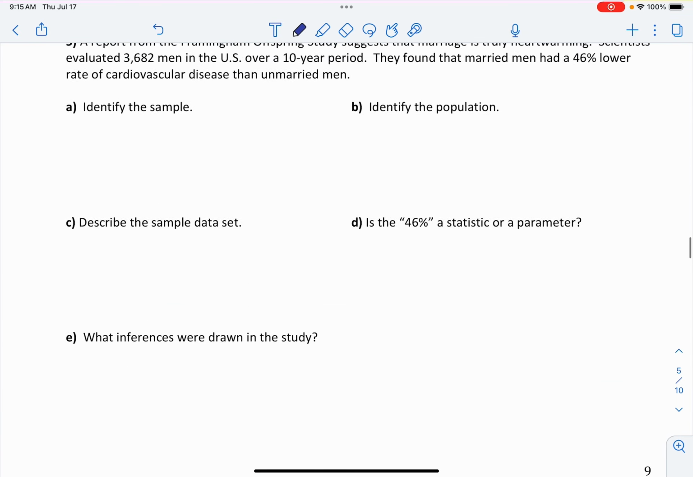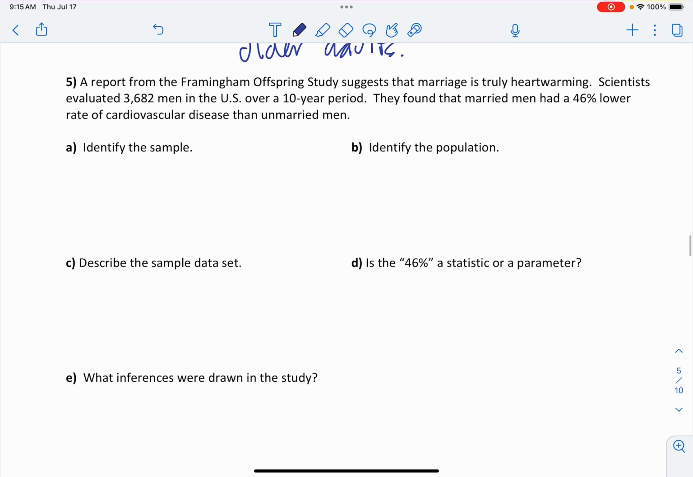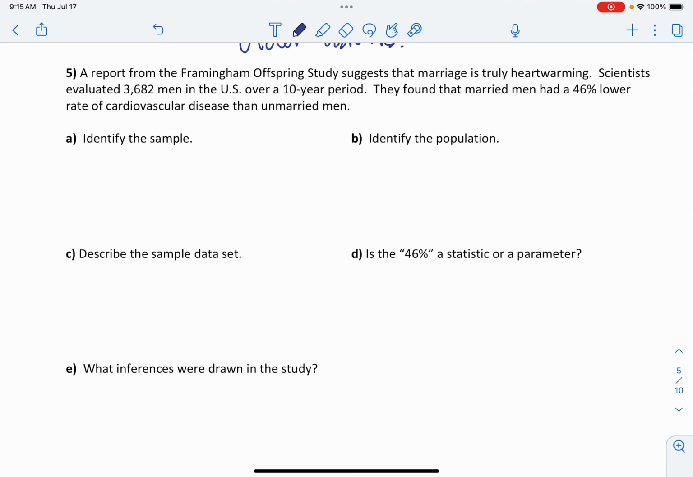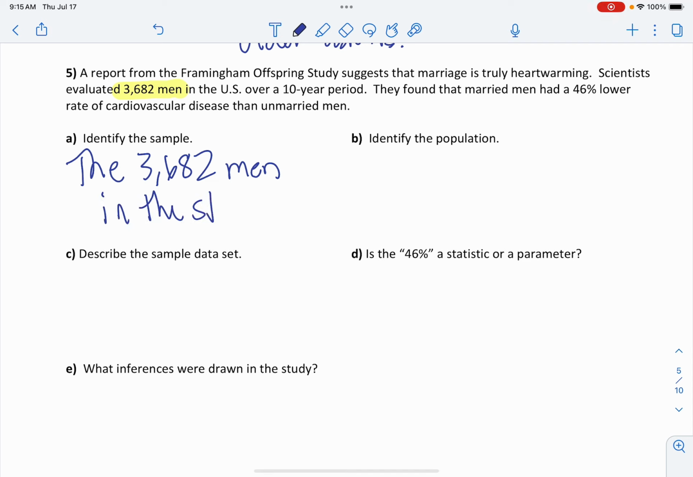What do we got? Yeah, that's the last one for this section. Great. Okay. Marriage is heartwarming. Scientists evaluated. Okay, so I can start looking for the sample right away. There it is, right? So I can just identify the sample. Notice sample always has a number involved. 3,000 men in the study. Sample always has to do with the people that were actually involved in the study. Population is who they represent. All, right, men in the U.S.